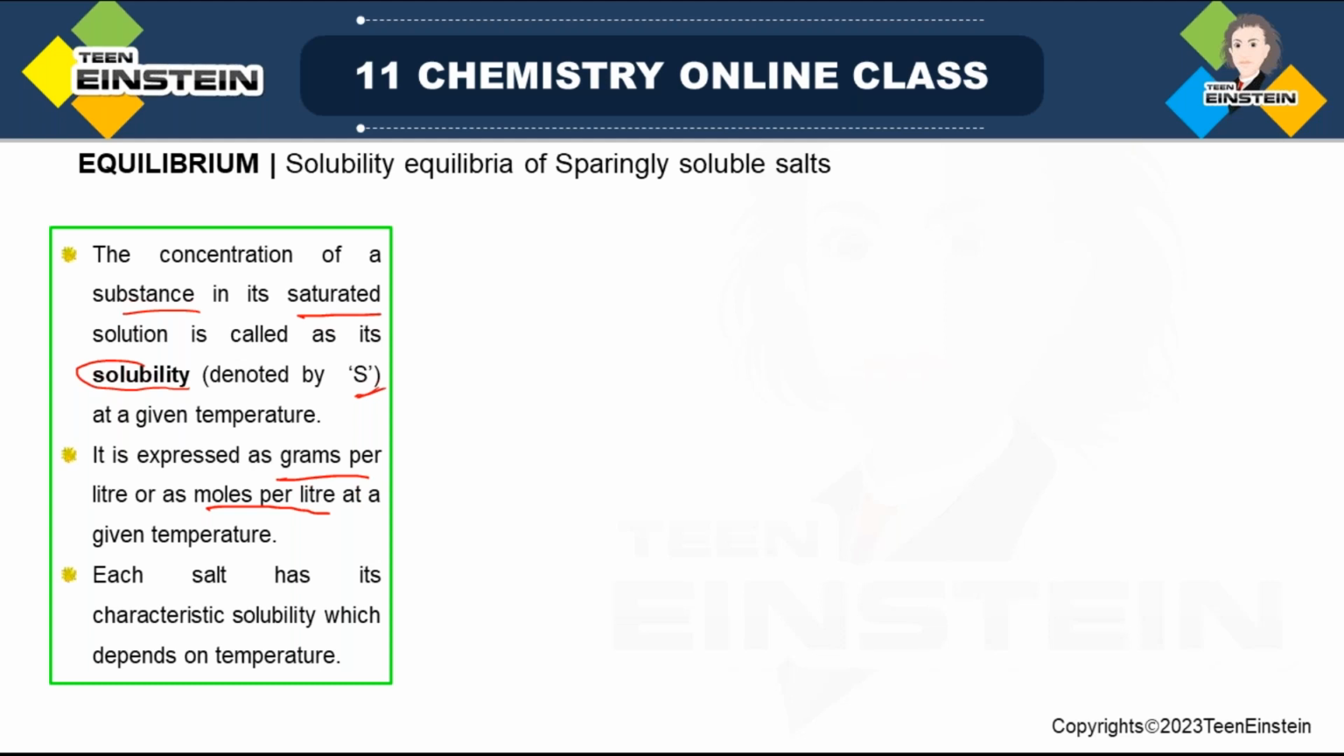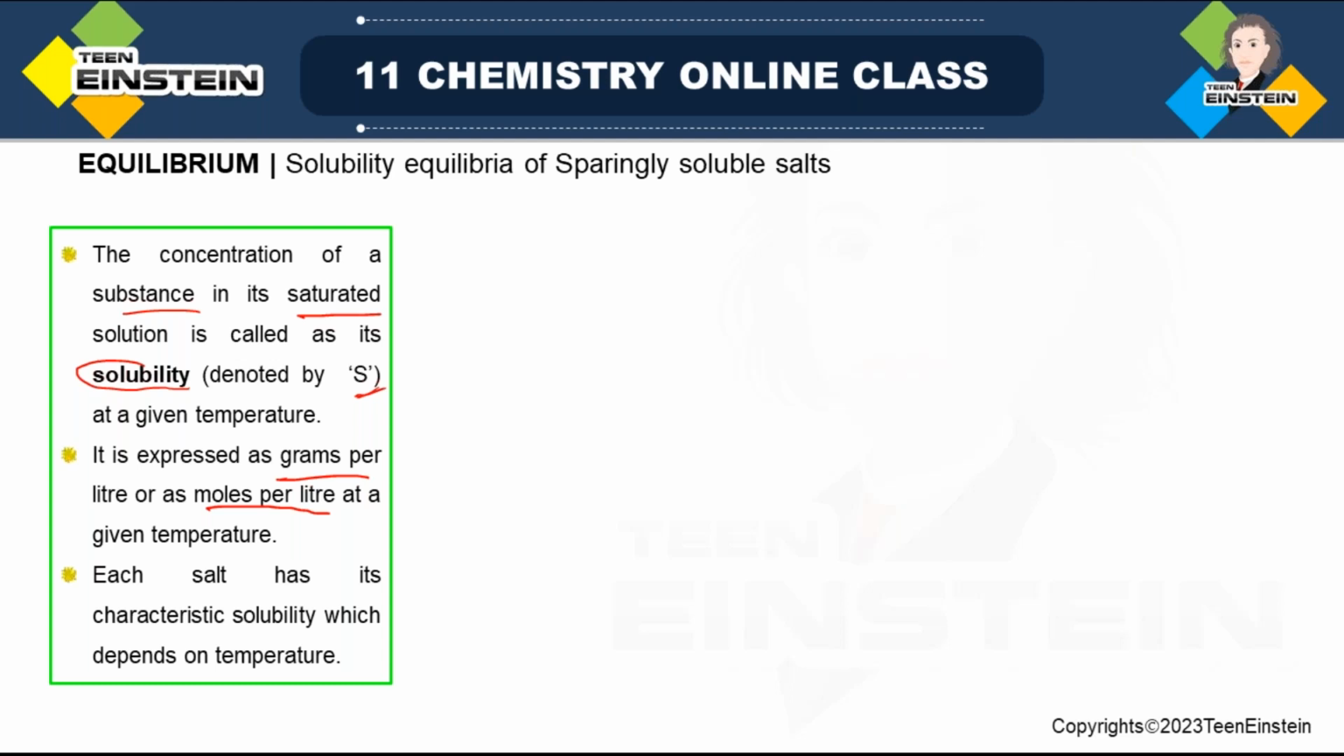Suppose you have taken 4 to 5 salts, and the temperature is fixed. Each one of these salts will have a different value of solubility, depending on how soluble it is, whether the solubility is high, low or intermediate. Now, what is the measuring scale based on which we can decide that this salt is soluble, and this salt is not so soluble?